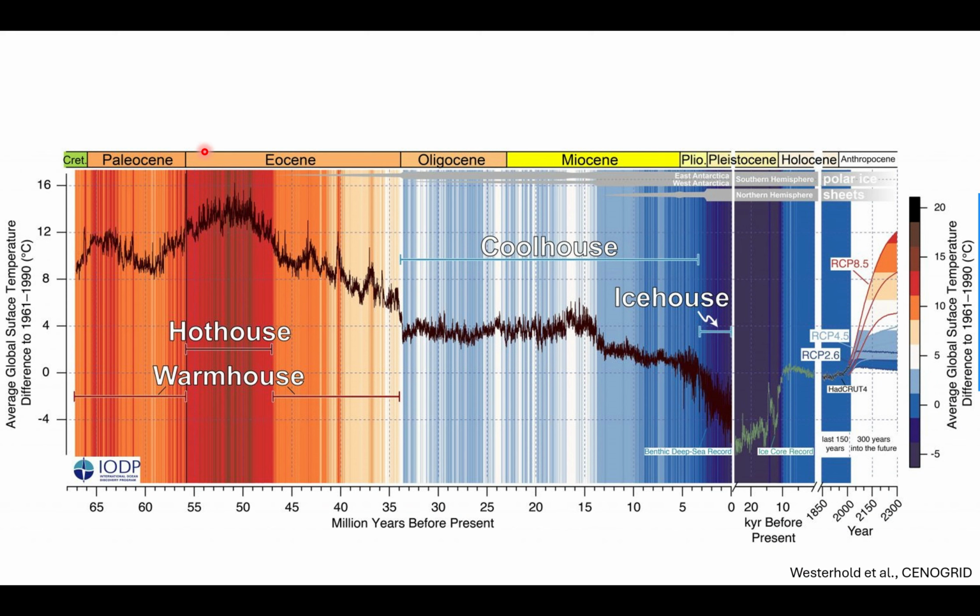So there are different eras. See the temperatures. Temperatures were much higher in the Paleocene and Eocene. This is the temperature difference compared to the 1960s to 1990s average. Currently we are around 1 to 1.5 degrees warmer than it was in the 1960s. It was 8 degrees warmer, or even up to 14-15 degrees warmer, during the Eocene. Right? But it has cooled down significantly.